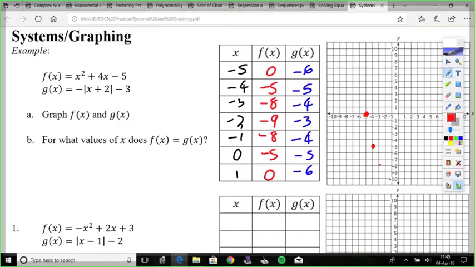-3, -8, -2, -9, -1, -8, 0, -5, and then 1, 0. So these are points for the quadratic. Now in terms of how to do this on the computer, I know you guys explored a little bit with how to type those functions in. Just plot the points, connect the points, and that should be good enough.